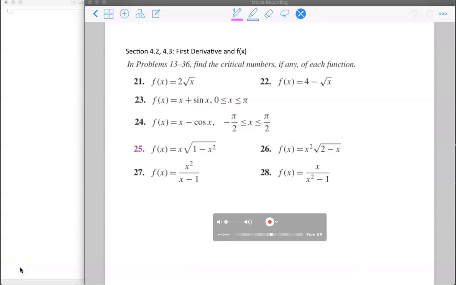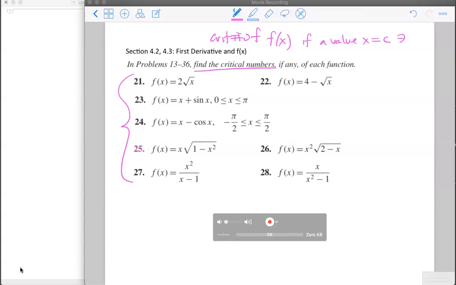All right, in previous videos, we've looked at the definition of a critical number, and here are a variety of functions that one can ask to find the critical numbers of. Remember that a critical number of a function f of x is a value of x, we'll call it C for critical number, such that the derivative at that value C is equal to 0, or the derivative does not exist at that value C.